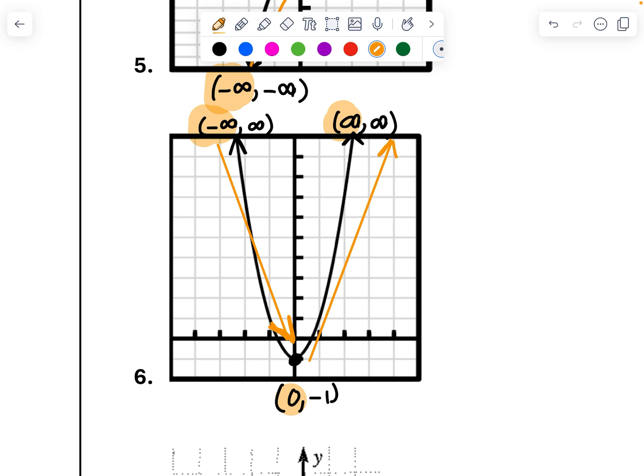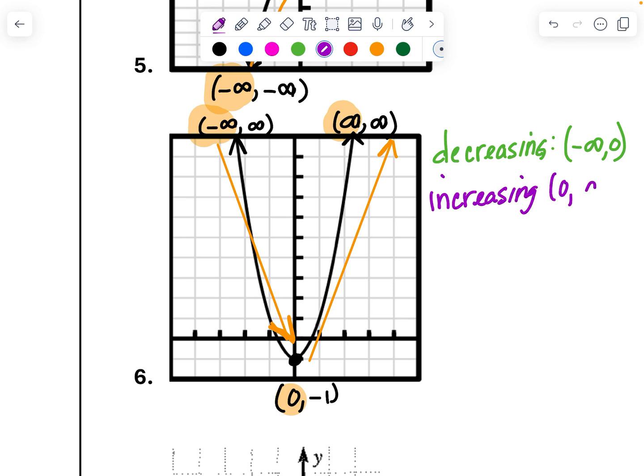So we would say that it is decreasing from negative infinity until it hits 0, and then it is increasing once it hits 0, and it continues increasing forever.